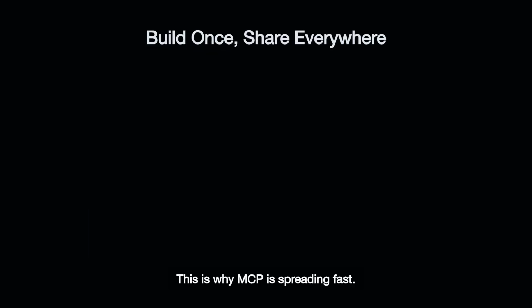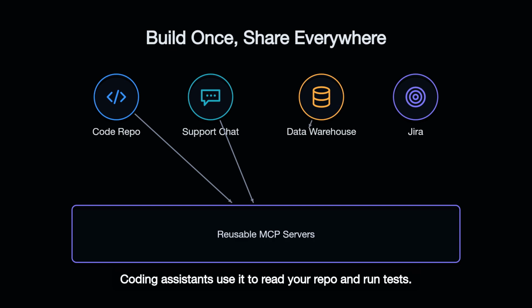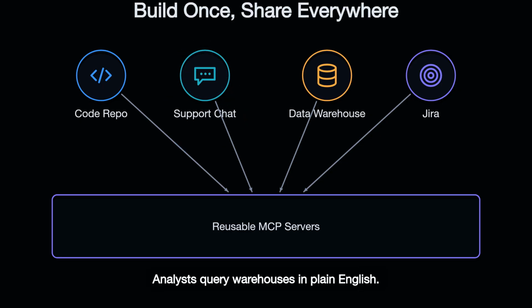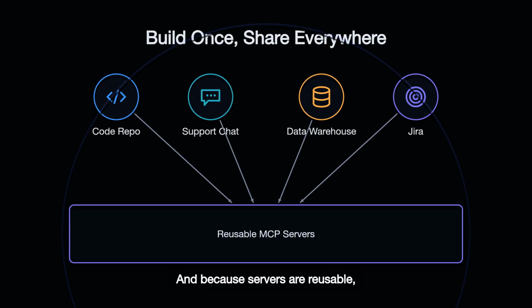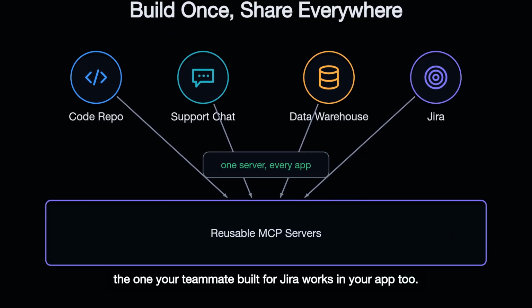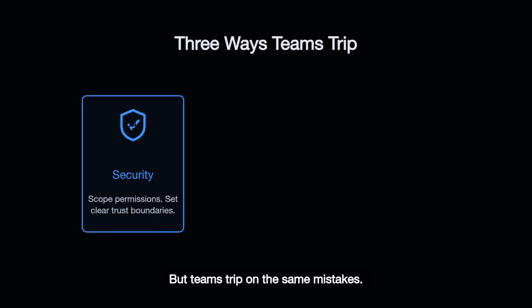This is why MCP is spreading fast. Coding assistants use it to read your repo and run tests. Support bots pull live order data. Analysts query warehouses in plain English. And because servers are reusable, the one your teammate built for Jira works in your app too. Build once, share everywhere.